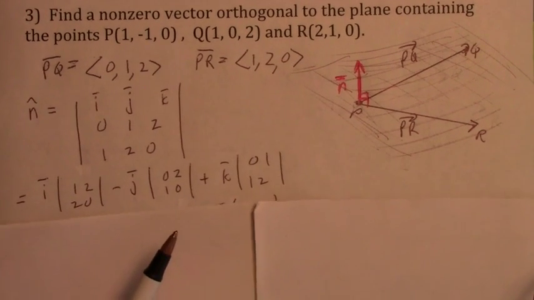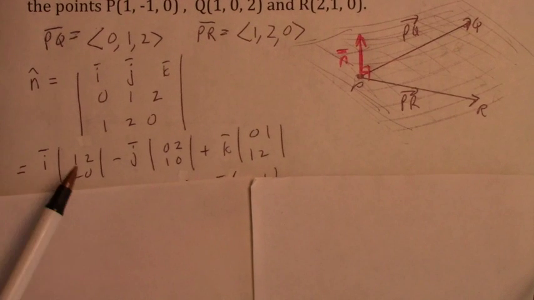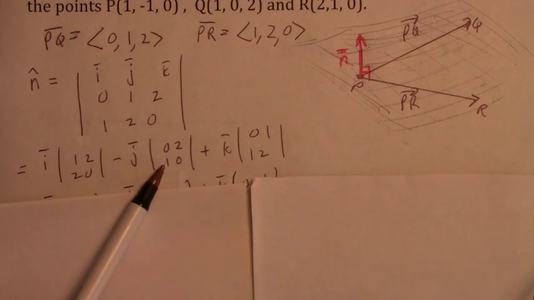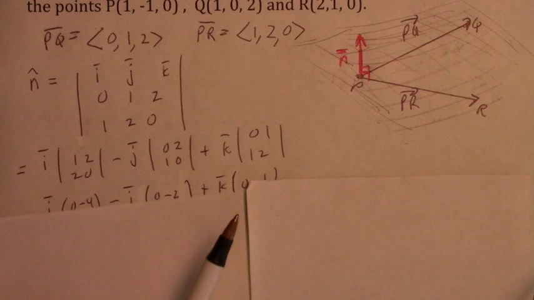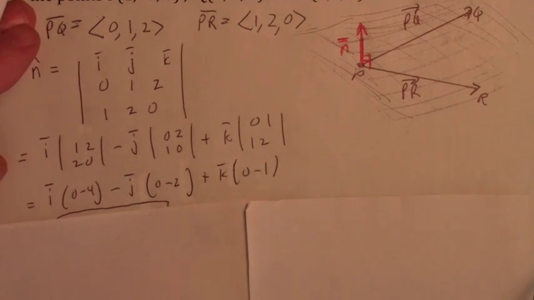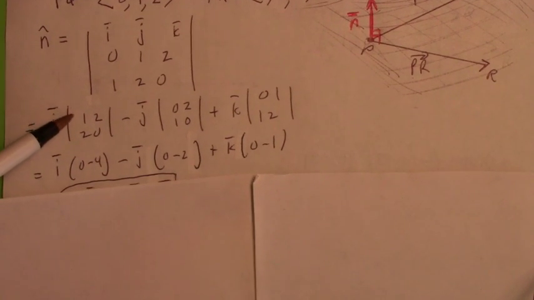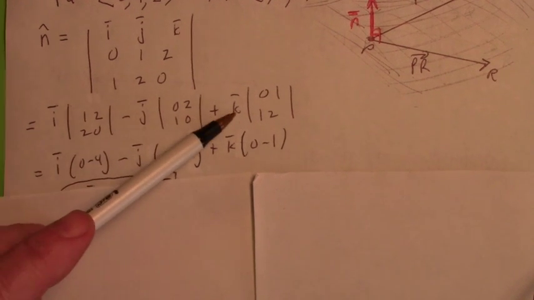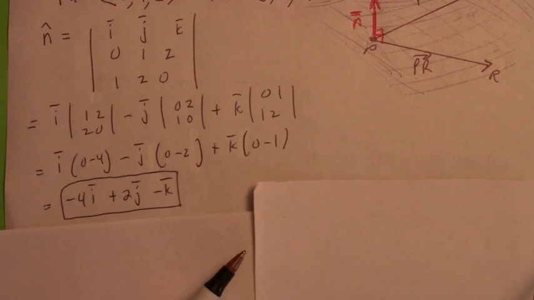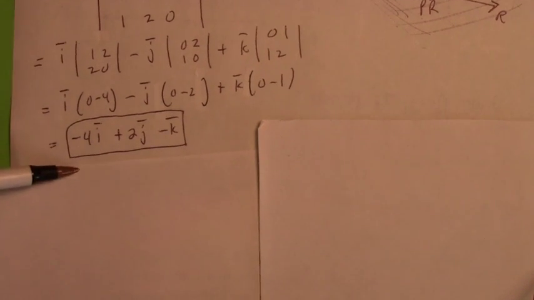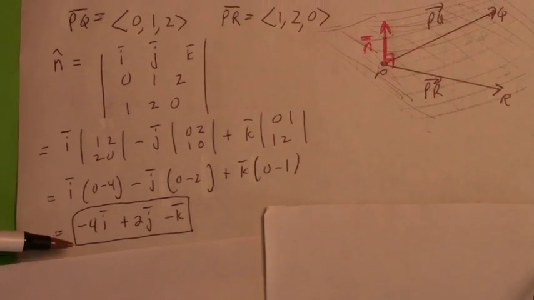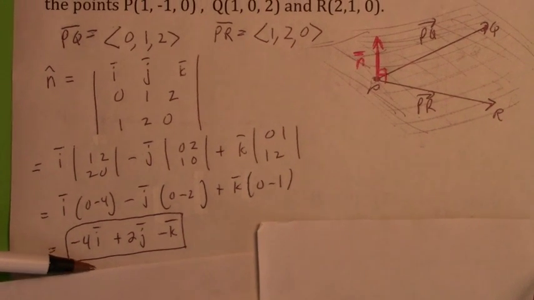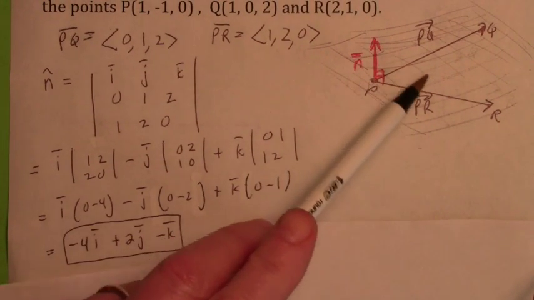When you do that, you get i times this determinant, minus j times this determinant, plus k times this determinant. And when you finish this process, you get i times 0 minus 4, minus j times 0 minus 2, plus k times 0 minus 1. So this is the vector that will serve as the normal vector, the vector that's orthogonal to every vector in this plane. Pretty cool, huh?